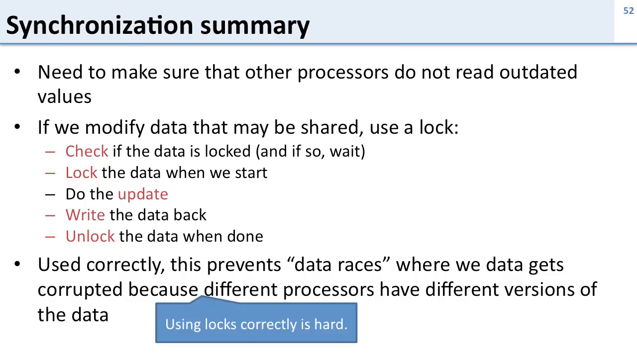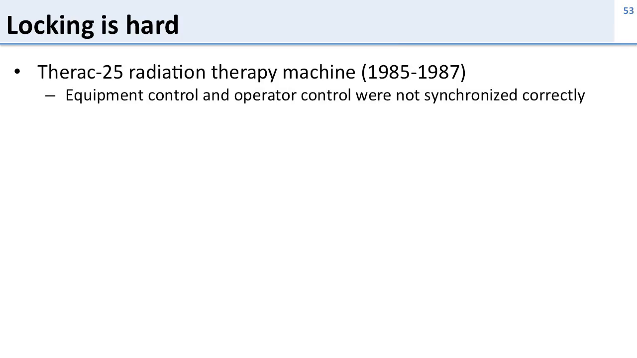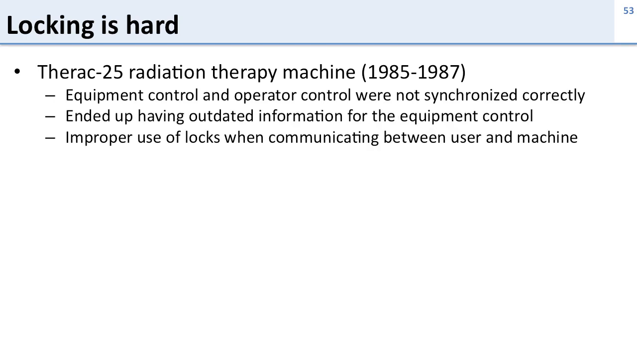And I should point out that using locks correctly is hard. Let's take a look at an example of that. So there's a famous machine called the Therac 25, which is a radiation therapy machine used in the 1980s. This machine had a problem with locks. It had a problem with the locks between the equipment control, that is the circuits that controlled the radiation device, and the operator control, that is where the doctor put in how much radiation should be delivered. And these weren't synchronized correctly.